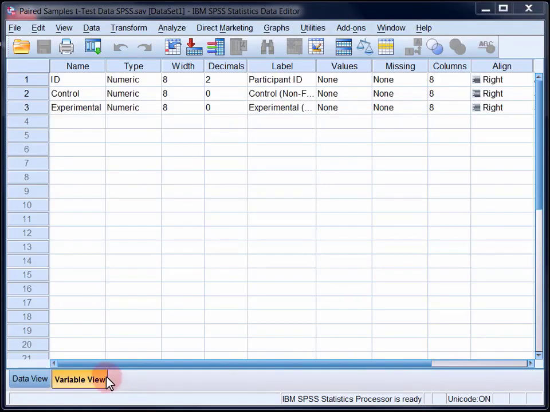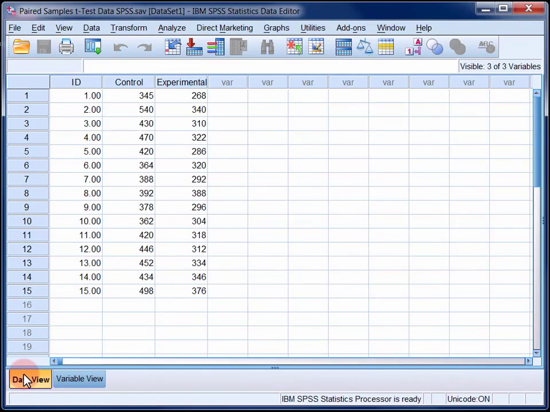In the SPSS variable view, three variables have been set up. The first records each participant's ID number, whilst the second and the third record their average reaction times to the 5 control trials, followed by the 5 experimental trials. If we switch to the data view, you can see that the participant with ID number 1 recorded an average reaction time of 345 milliseconds on the 5 control trials, followed by an average of 268 milliseconds on the experimental trials. And in total, you can see that there are 15 participants in this study.